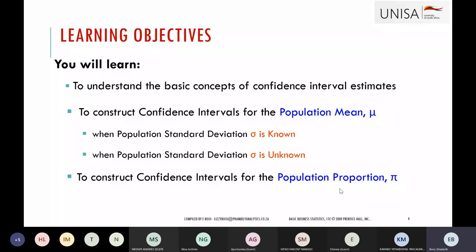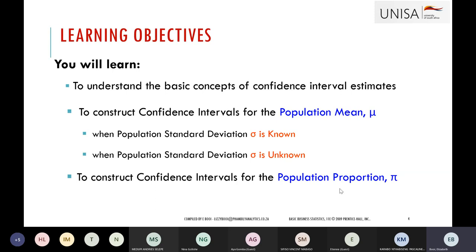And today, we're only going to cover when the population standard deviation is known. You will see what I mean by that. Next, on Saturday, we will cover when the population standard deviation is unknown, because then we introduce a new table, a T table or a T test table.